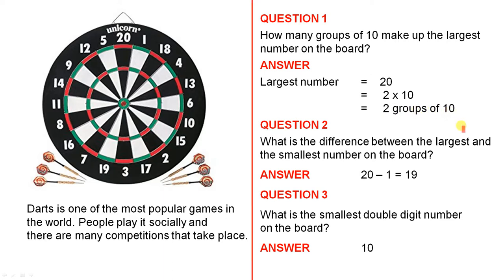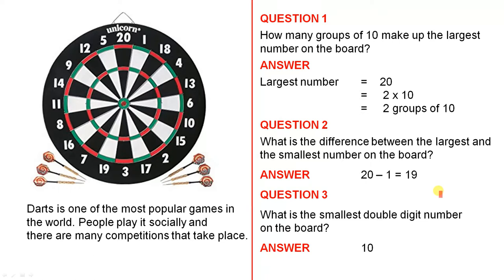Question 2. What is the difference between the largest and the smallest number on the board? Well, if the largest number is 20 and the smallest is 1, difference means take away. 20 take away 1, or 20 minus 1 equals 19.